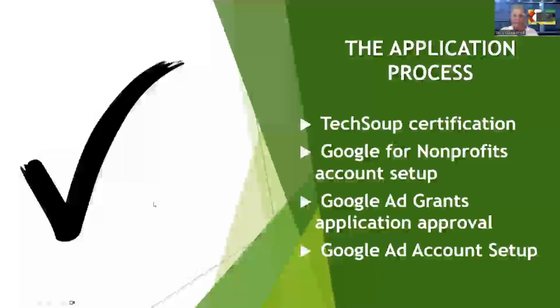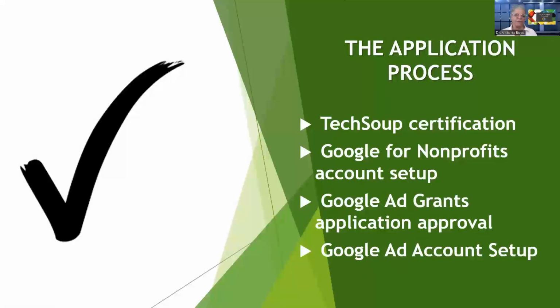Now, the application process, I'll say it again, is really simple. It is multiple steps, but it's simple to do. You get what is called a TechSoup certification. TechSoup has become the organization that is recognized as the certification platform. You will apply to them and they will check to make sure that you are a 501(c)(3) and issue you a certification key. Then once you have that certification key, you can sign up for a nonprofit account with Google. Google has nonprofit accounts and you just set it up.